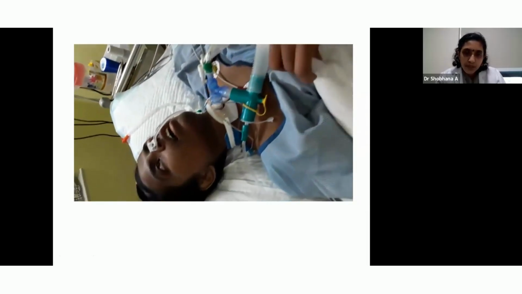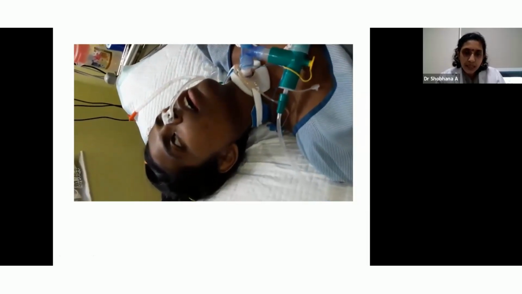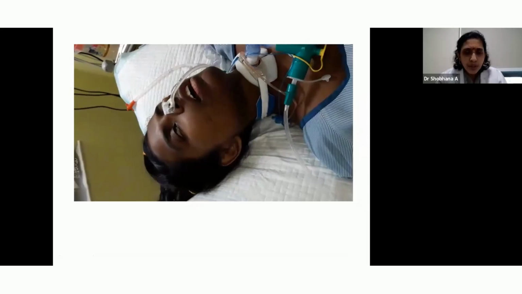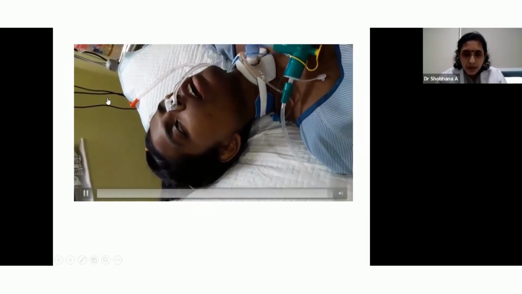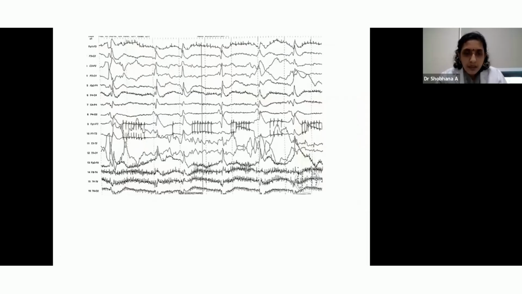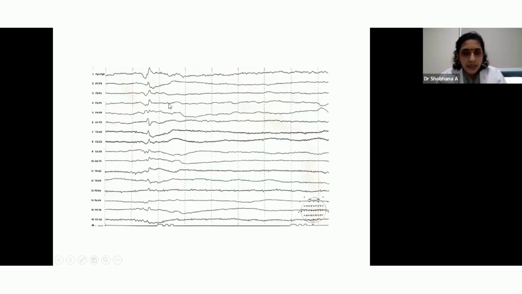And then it stopped. See the movement of the eyes, and it stopped. So you cannot miss this movement. And look at her EEG. She also had spikes. These are the epileptiform discharges, right? And after a test dose of lorazepam, you achieve a burst suppression.